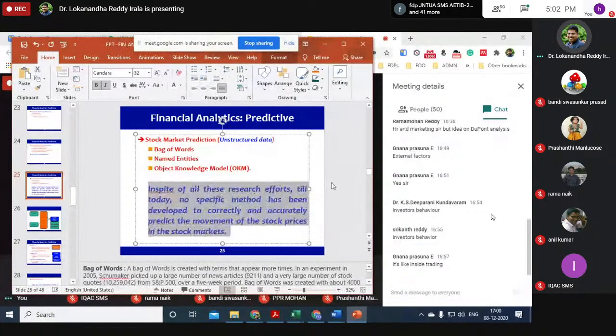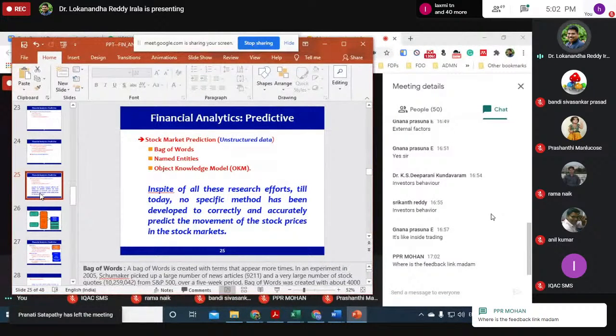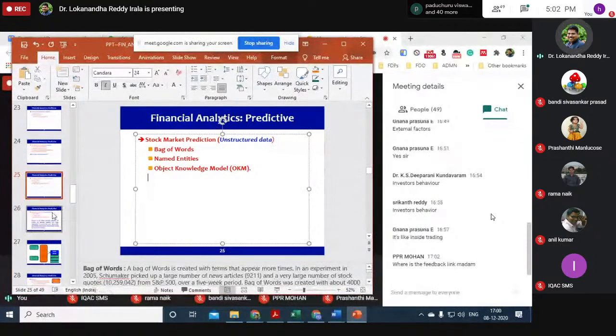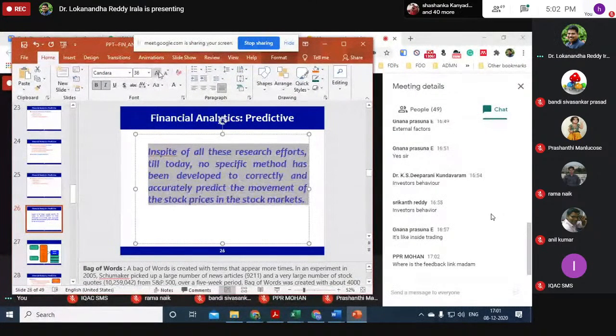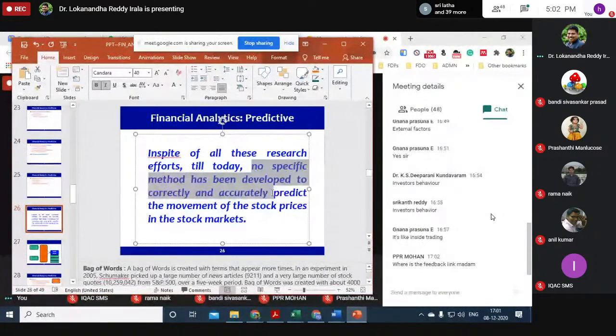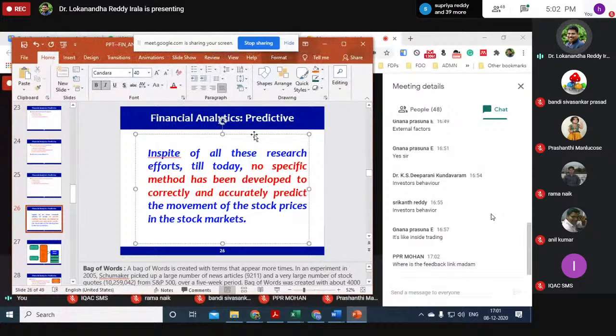So, whatever may be the amount of analytics that we come out with, whatever may be the advancement, you call it machine learning, you call it automated buying and selling, you call it algorithmic trading, whatever may be happening, finally, the result is going to be very, very simple. No specific method has been developed to correctly and accurately predict. This remains the fact. If we were to meet again and discuss this topic, even after 20 years, this one slide will still be valid.